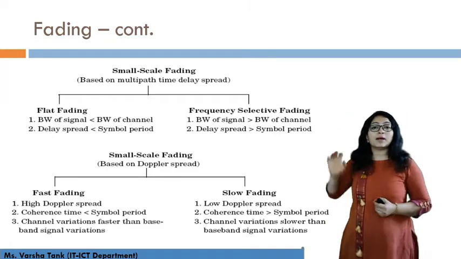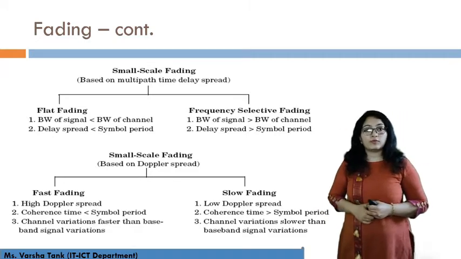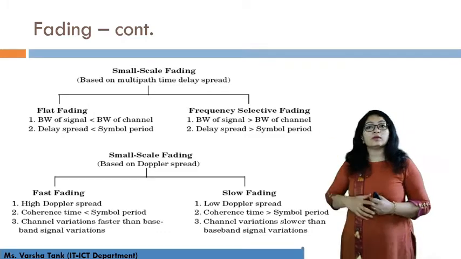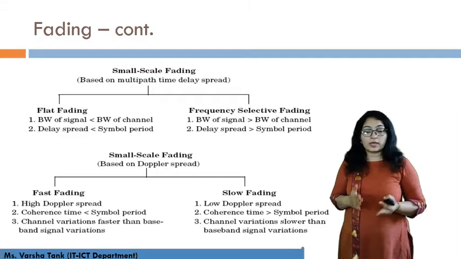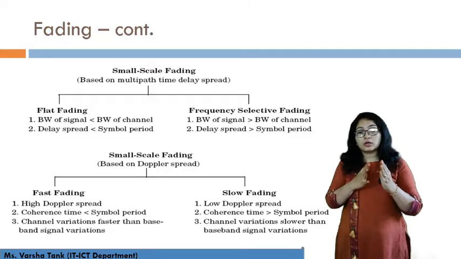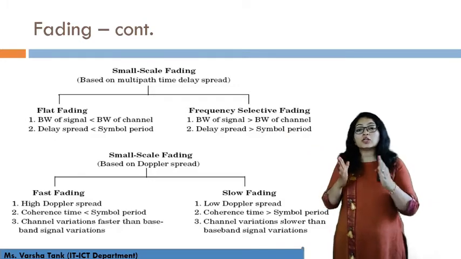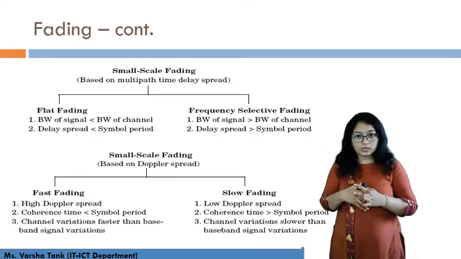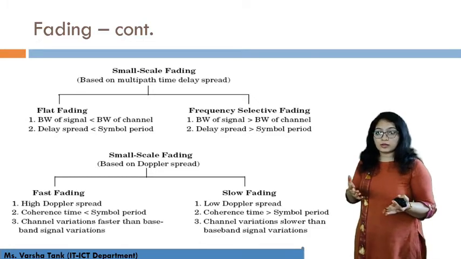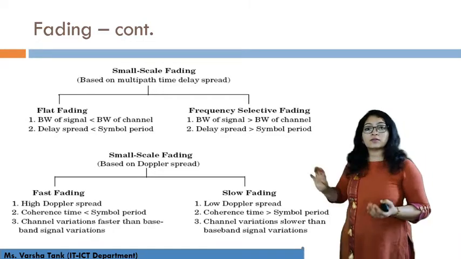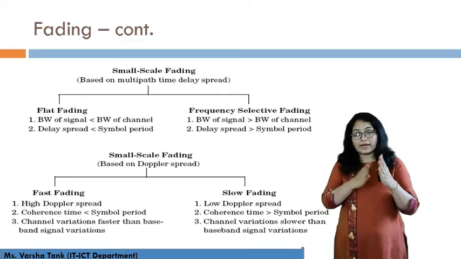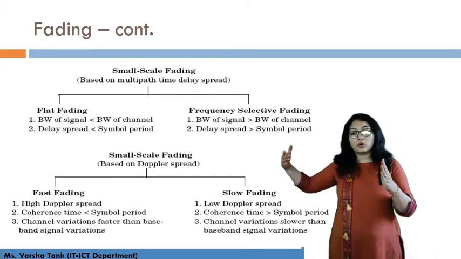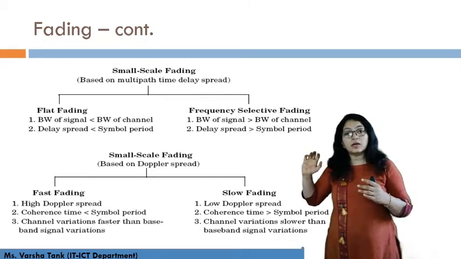Okay, so based on the multipath time delay spread, we have two types of fading, which are flat fading and frequency selective fading. Then based on the Doppler spread, as your device is coming towards the base station and moving far away from the base station, there is a change in frequency. So based on that Doppler spread, we have two types, which are fast fading and slow fading. When it comes towards your antenna, it is fast fading, and when it goes far away from the antenna, that will be slow fading.